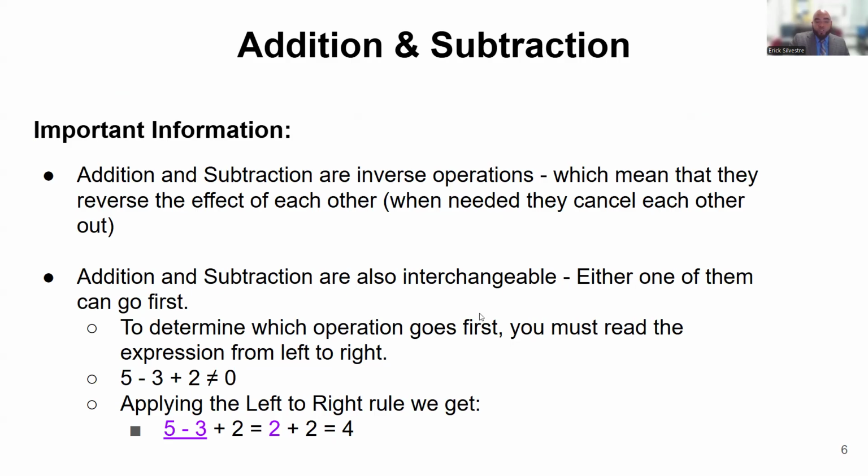So to determine which operation goes first, you have to read the expression from left to right. This is an example right here. You have 5 minus 3 plus 2. That is not equal to 0. Because if we apply the left to right rule, we start with 5 minus 3. 5 minus 3 gives us 2, and then 2 plus 2 equals 4. So whenever we have addition and subtraction, we have to make sure that we don't think that addition comes first. We have to follow the left to right rule.